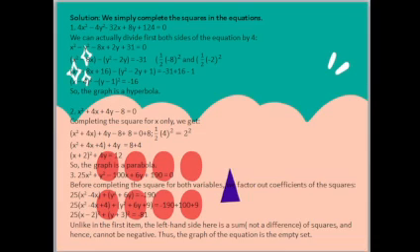So we have a perfect square trinomial now. x squared minus 8x plus 16. So that's a perfect square trinomial, and we can complete it.